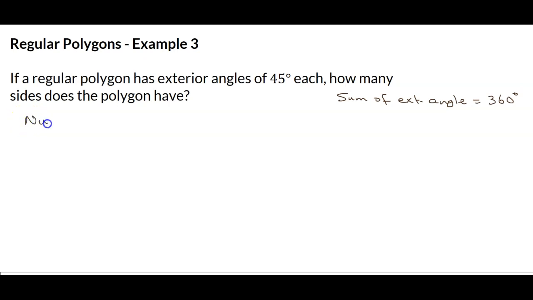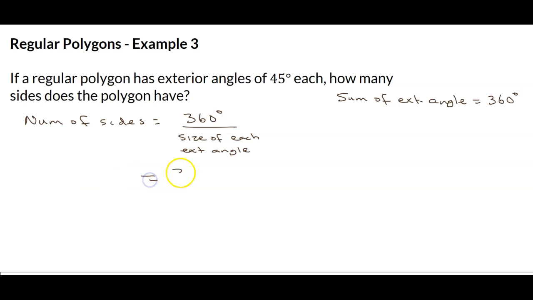So simply put, we can say here that the number of sides is equal to 360 degrees divided by the size of each exterior angle. So the number of sides is going to be 360 degrees divided by 45 degrees. And this is going to give us 8. So this polygon is going to have 8 sides. We can say that's an octagon.